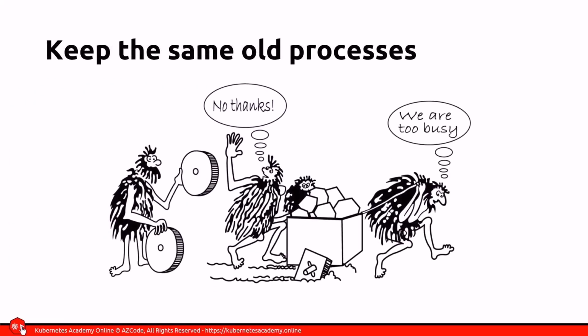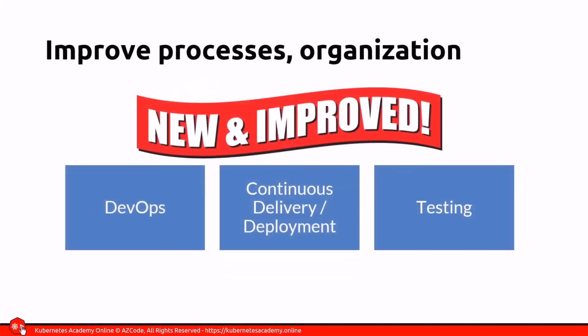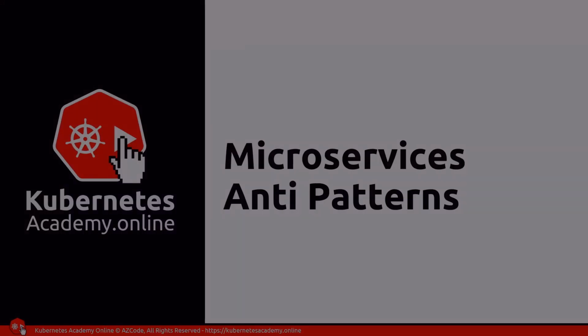It's also essential to use or introduce new processes in the organization, like DevOps, CI/CD, and testing. But be careful and don't try to implement everything at the same time. It's a recipe for disaster. Take it step by step and make sure you have metrics in place to validate each of these steps. And this concludes this lecture on microservices anti-patterns.